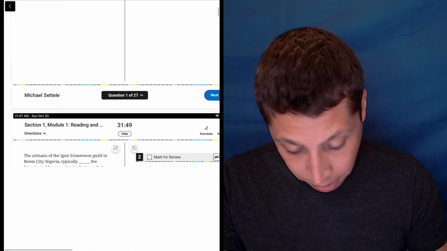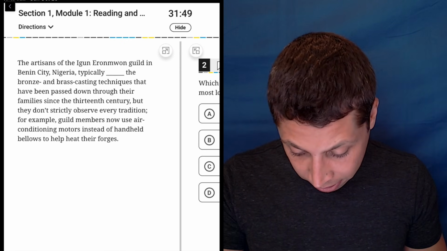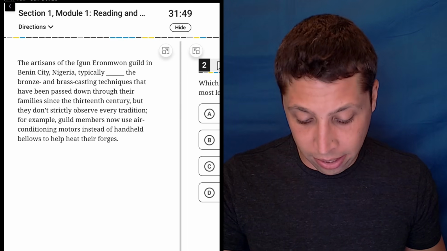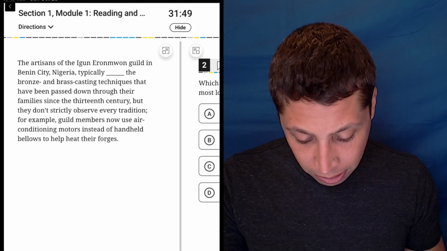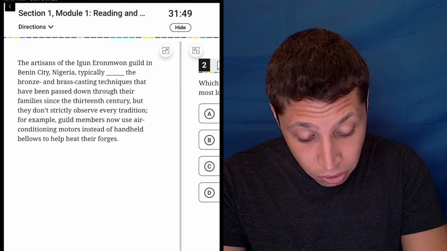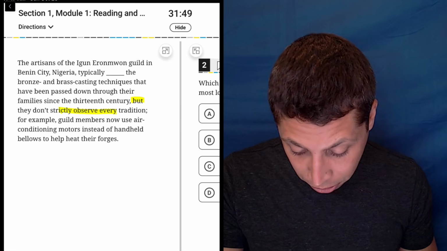So that's definitely the answer there. Okay, number 2. The artisans of the place in Benin City, Nigeria, typically something the bronze and brass casting techniques that have been passed down through their families since the 13th century, but they don't strictly observe every tradition. Okay, so typically follow these techniques or use these techniques, something like that, because there's a contrast here. They don't strictly observe every tradition.